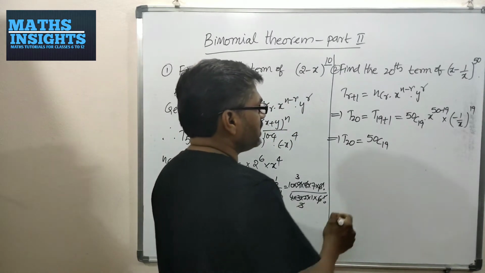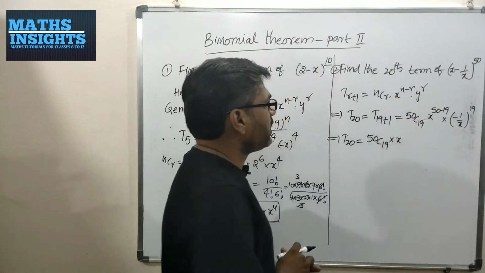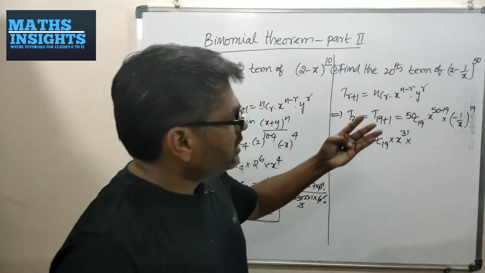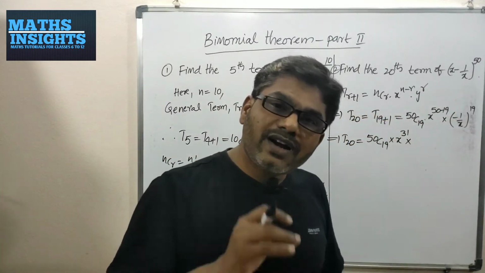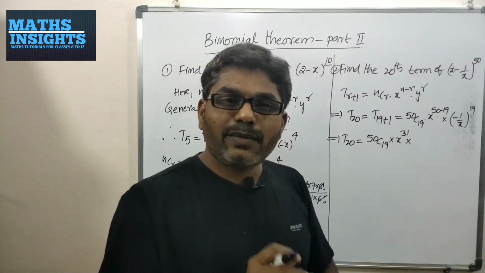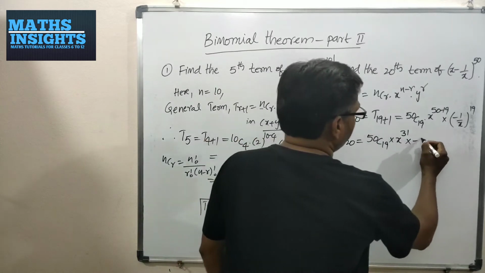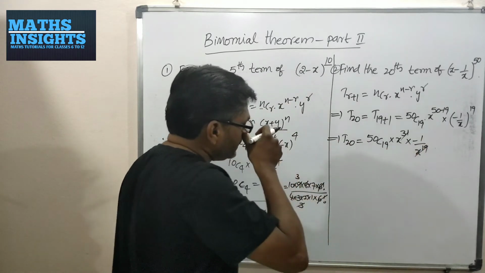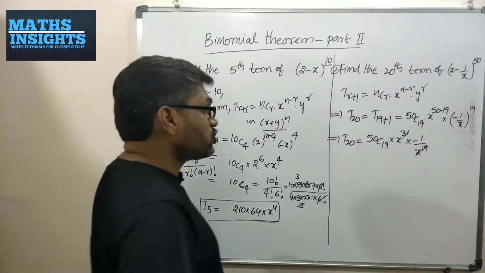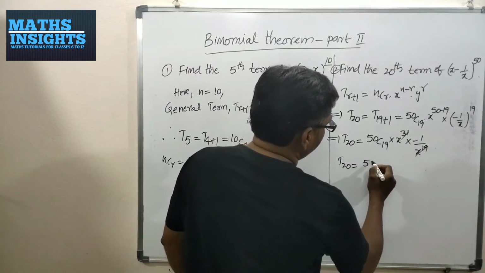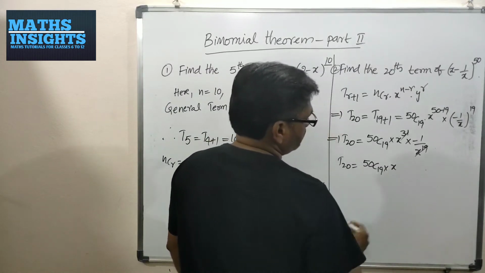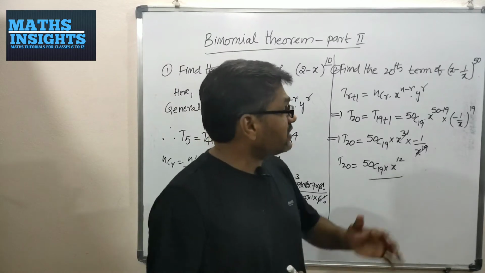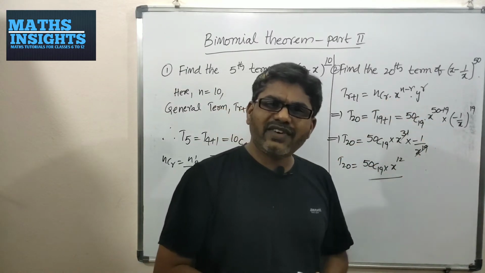50C19, which is the coefficient, and x power 50 minus 19 is 31, x power 31 into, see, this minus 1 by x is multiplied an odd number of times, therefore again minus will come, therefore minus 1 by x power 19. If you cancel this x power 19, then there will be x power 12. Therefore T20 is equal to minus 50C19 into x power 12. This is the 20th term of this expansion, x minus 1 by x whole power 50. Is it very easy? Yes.